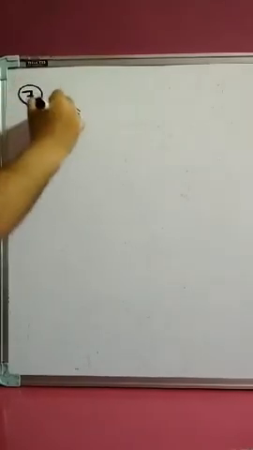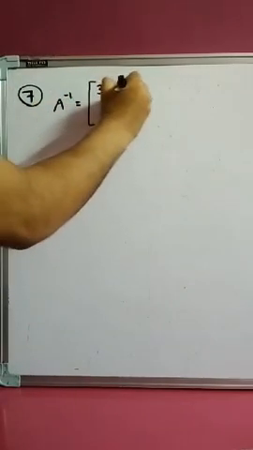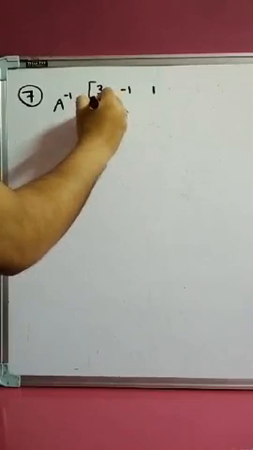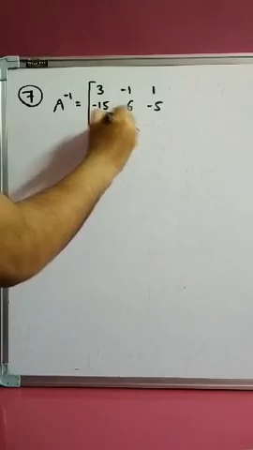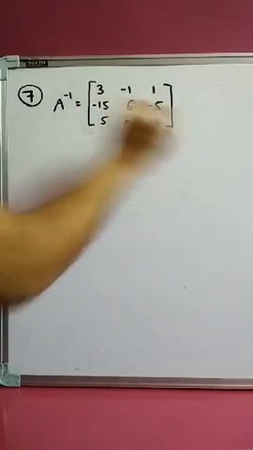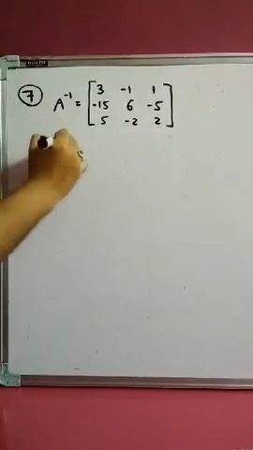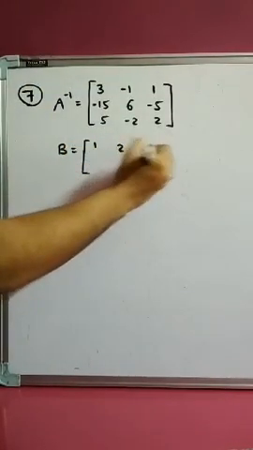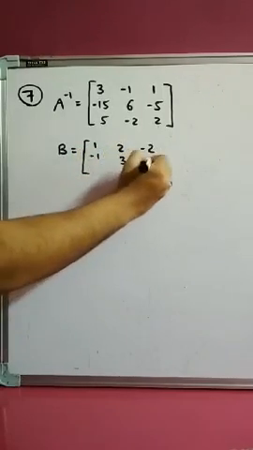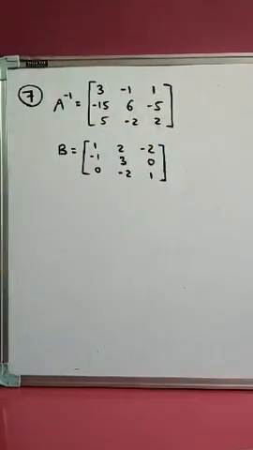In question number 7 it is given that A inverse is 3 minus 1 1, minus 15 6 minus 5, 5 minus 2 2, and they have also given B: 1 2 minus 2, minus 1 3 0, 0 minus 2 1. Both the matrices are given.